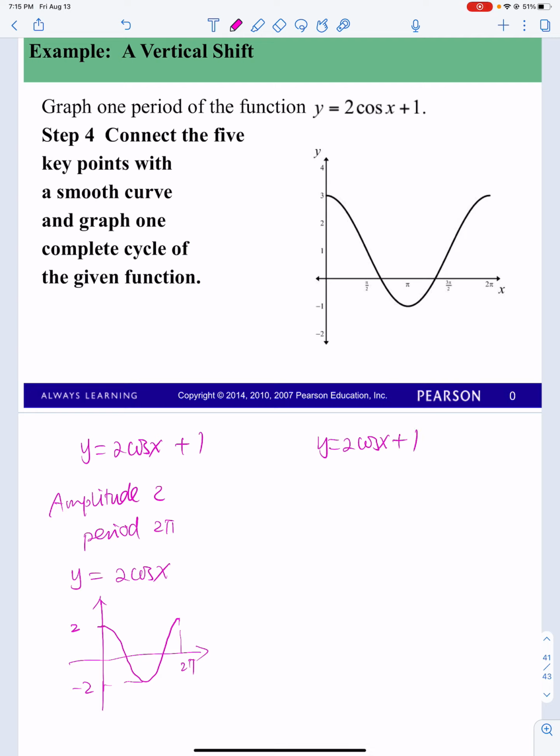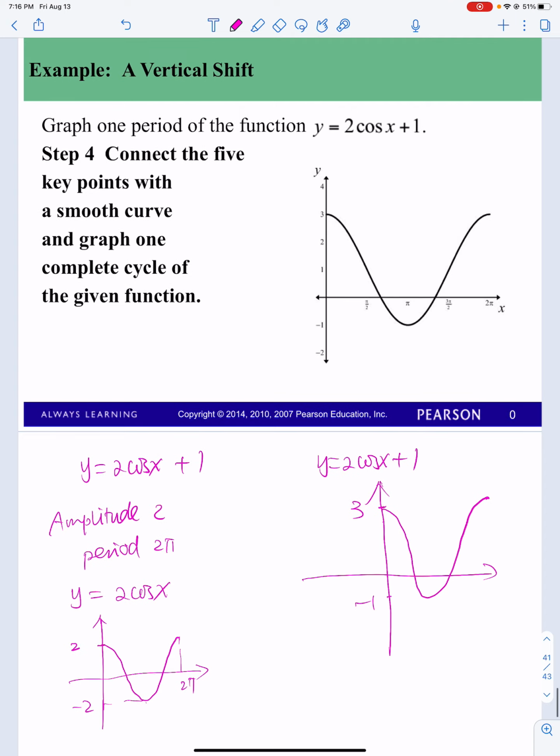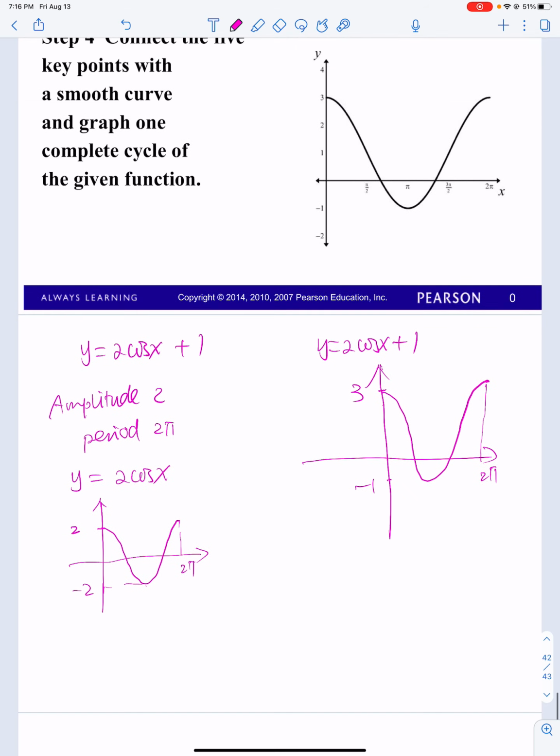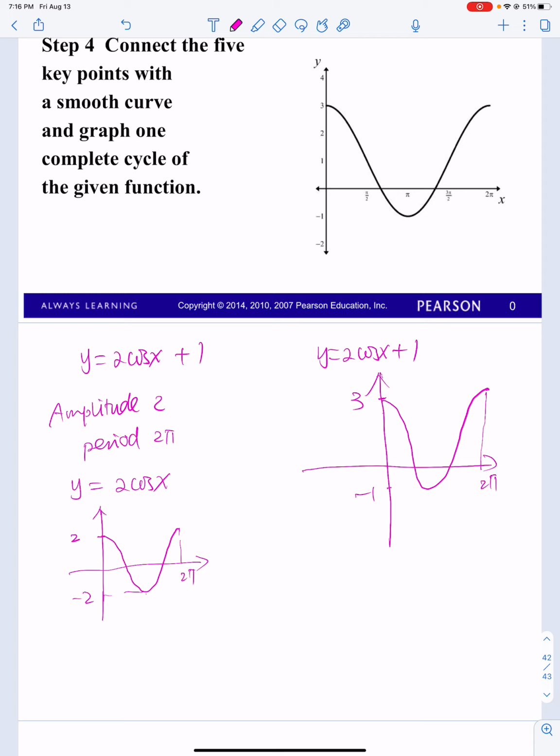This means everything goes up 1. Okay. So negative 2 plus 1 will become negative 1. So the maximum will be what? 3. So it will look like this. Yeah, so this is the picture. With me? So this is how we graph the sine and cosine functions. Okay?